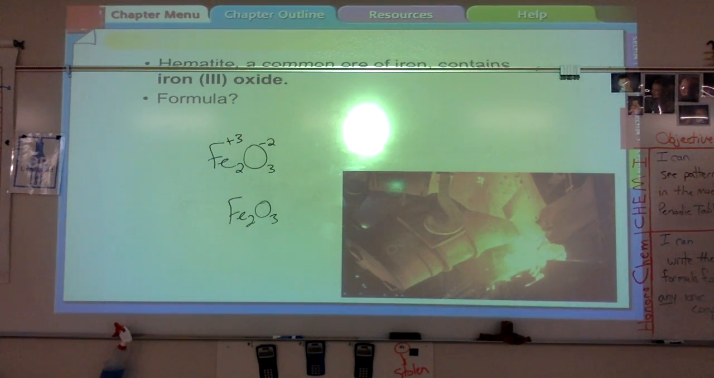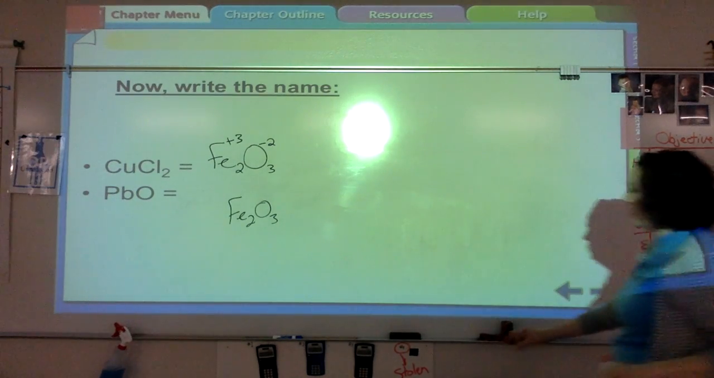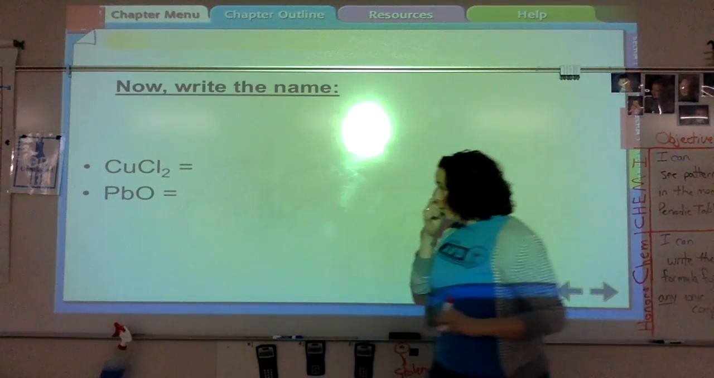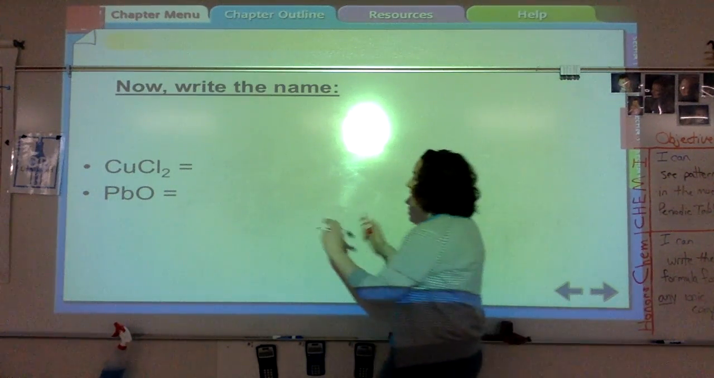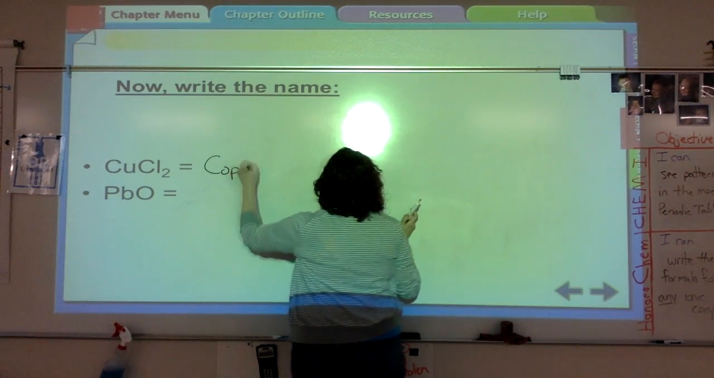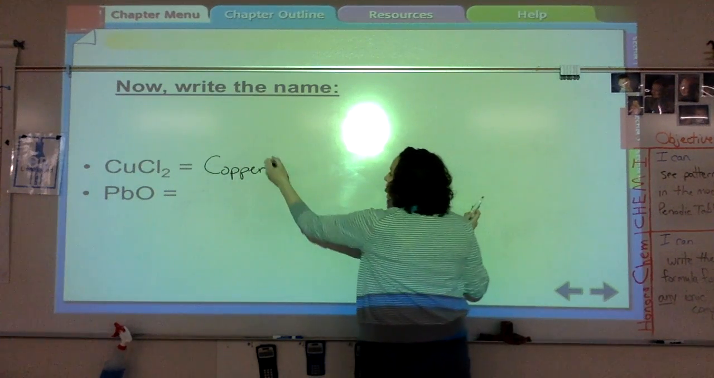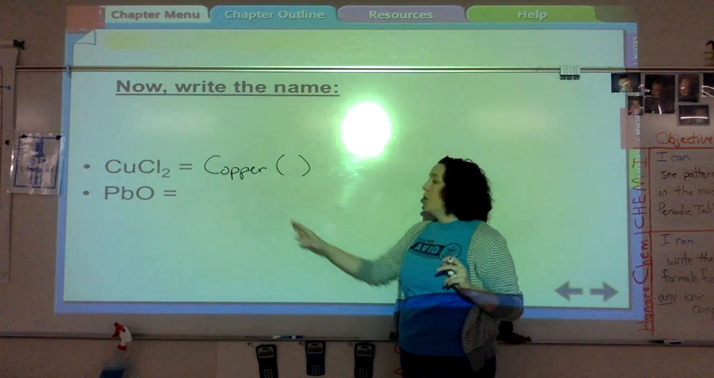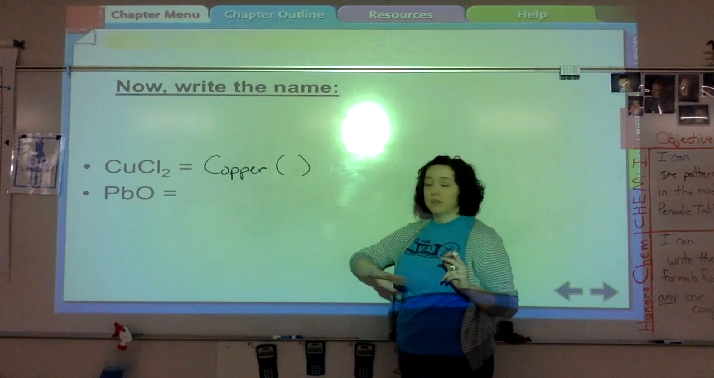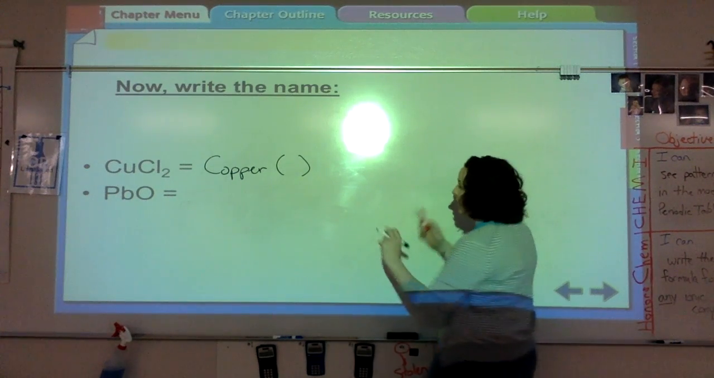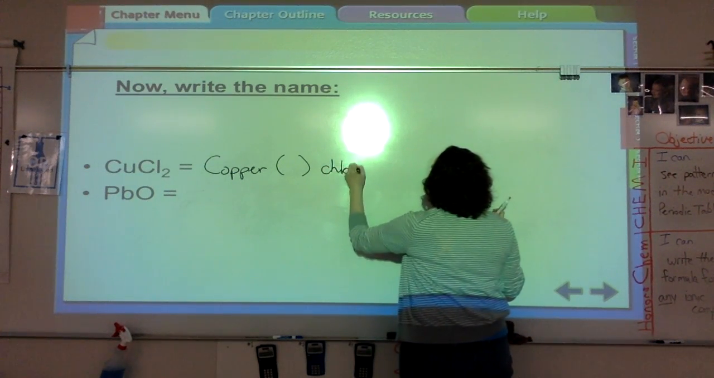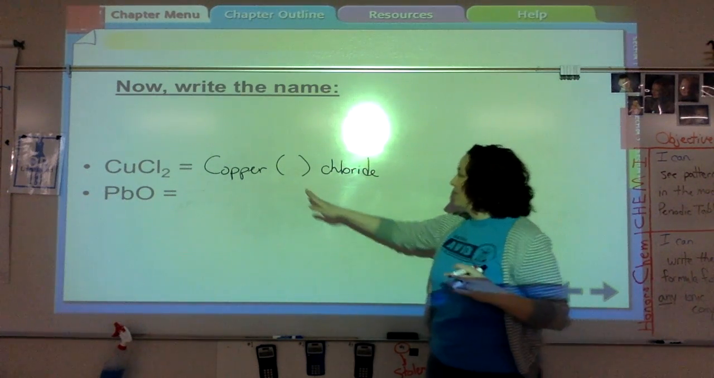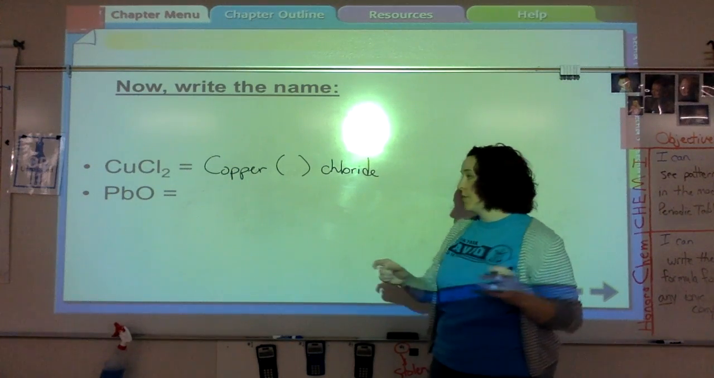Okay, so let's go backwards now. Let's write the name. This is a little trickier. So we have CuCl2. We know Cu stands for copper. And we know we have to have a Roman numeral because copper is in our list of transition metals on the back of our periodic table. But we're going to come up with a Roman numeral at the end. Cl is chlorine, but we change it to chloride. All right, so it's copper something chloride. Copper has to have a Roman numeral because it's on our list on the back of the periodic table.